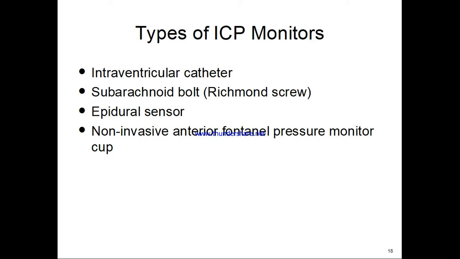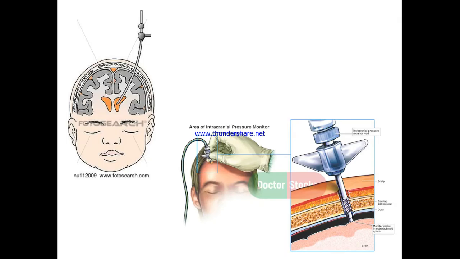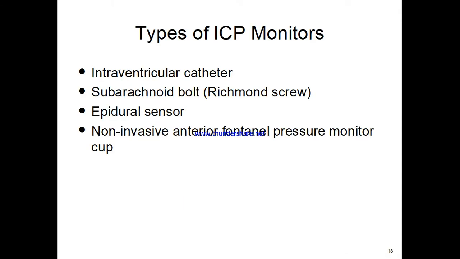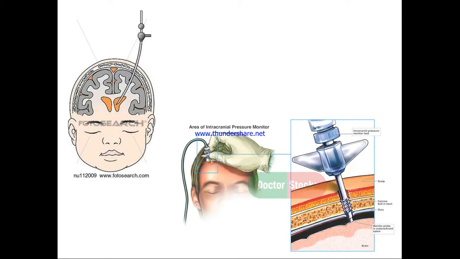There are a few different types of ICP monitors. There's the intraventricular catheter, which is illustrated on the left here, where the catheter is going down through the brain into the ventricle. There's the subarachnoid bolt, also called the Richmond screw, and that goes down only past the dura. It does not go down as deep through the brain into the ventricles.